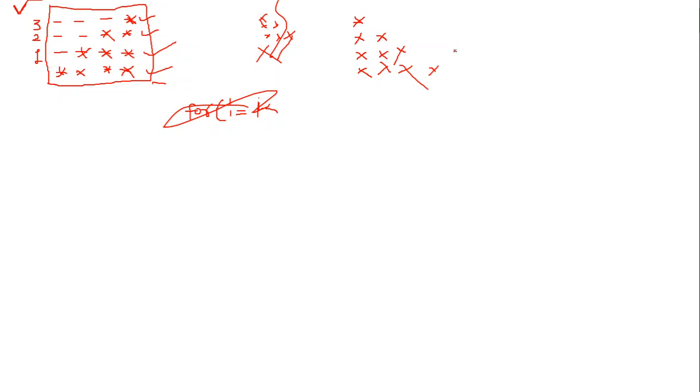Let me write it here. For i equals to 1, i less than equals to 4, i plus plus. I am writing in short so that your time will be saved. This for loop will run 4 times.